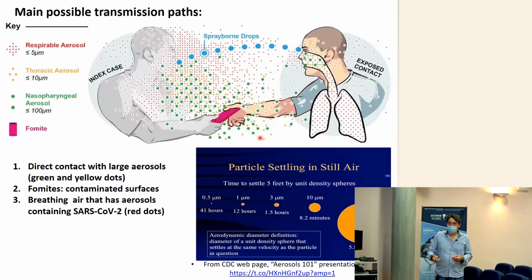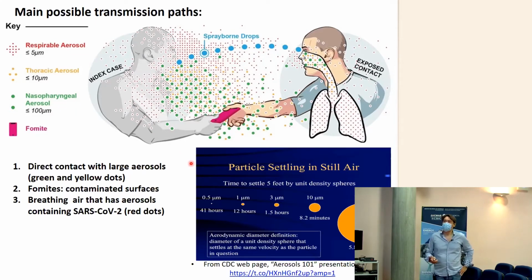This is very interesting, very important, because that means that if somebody with COVID enters a room, stays in the room for a while, then leaves, you can enter the empty room and still get COVID, because there are still some of these aerosols floating in the air. This is what is called airborne transmission.